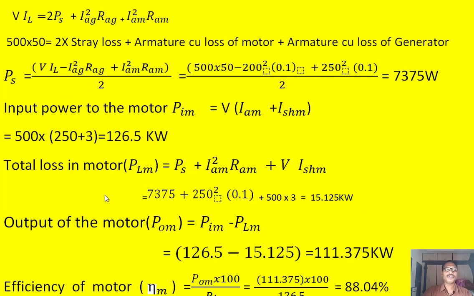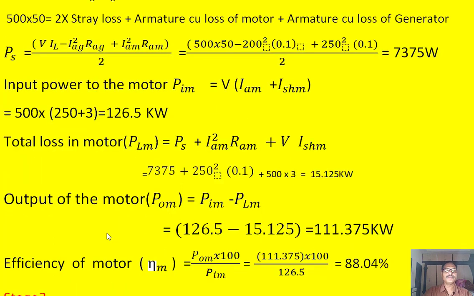We know the input and we know the total loss, so we can calculate the output by subtracting this loss from the input power. So the output power of the motor is given by POM is equal to PIM minus PLM. This PIM is nothing but the input to the motor, and this is the total loss of the motor. So 126.5 minus 15.125 will give us 111.375 kilowatts. So this is the output and this is the input.